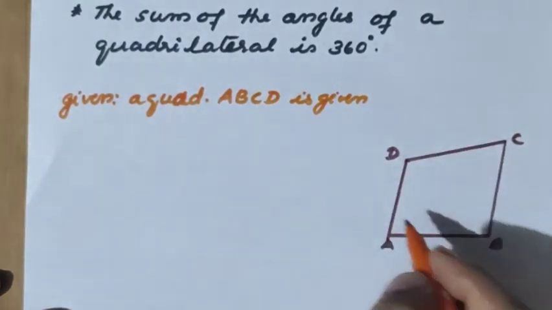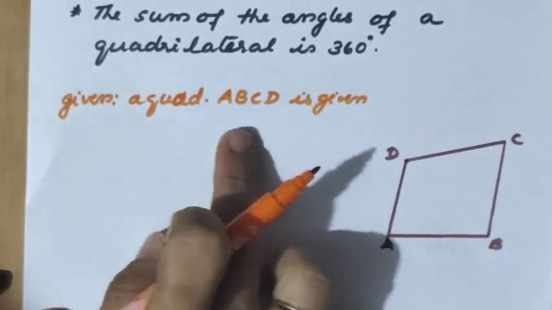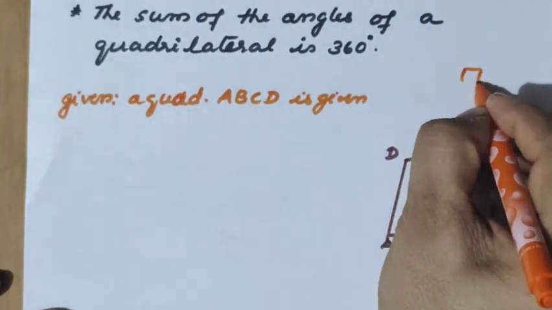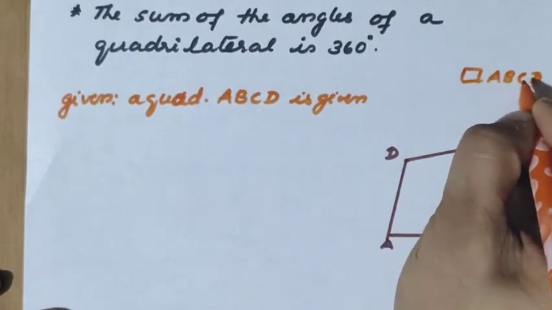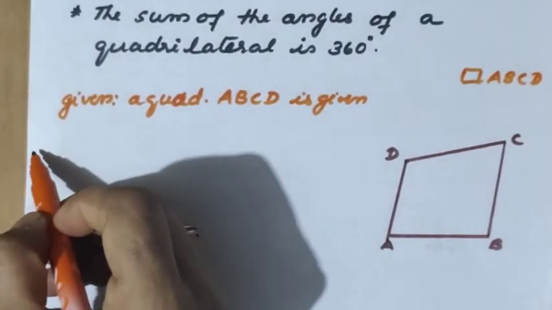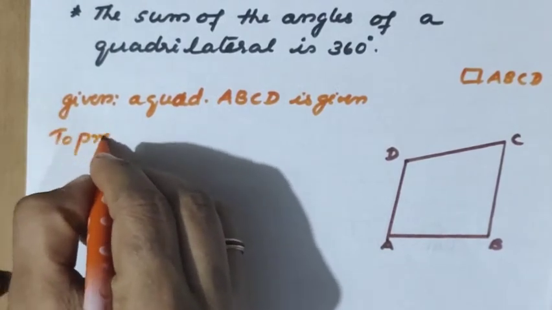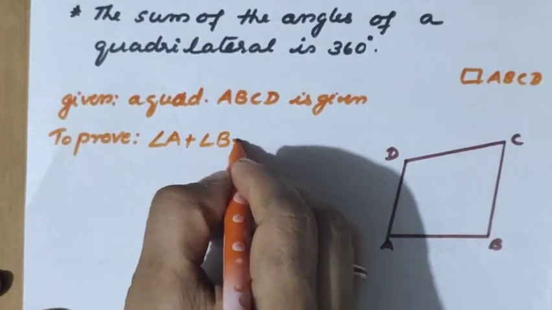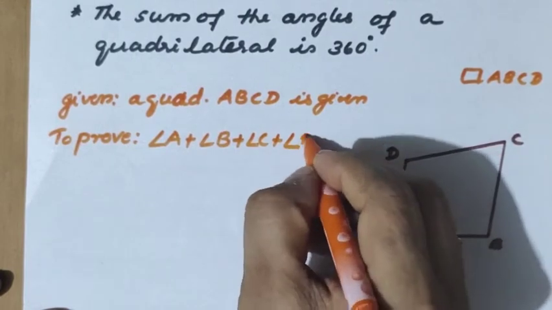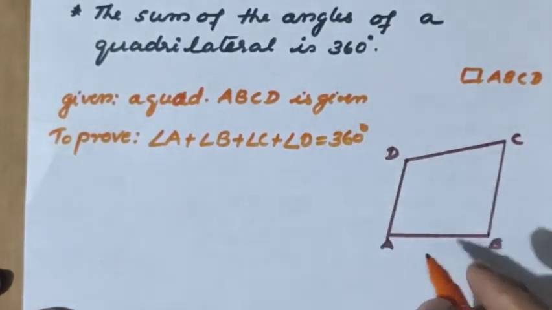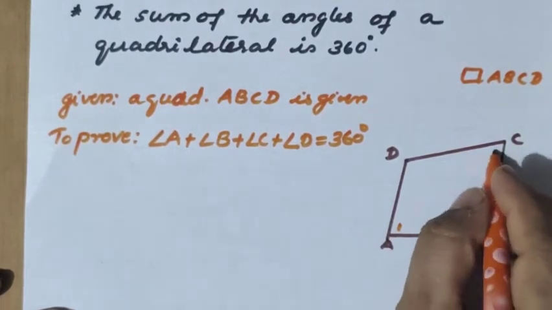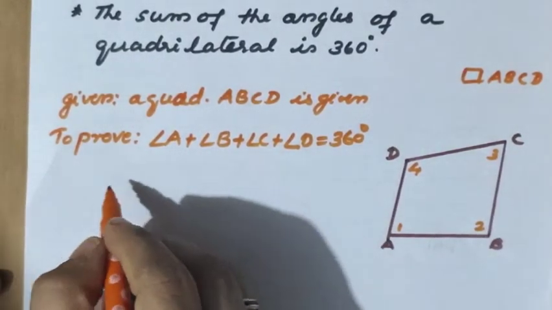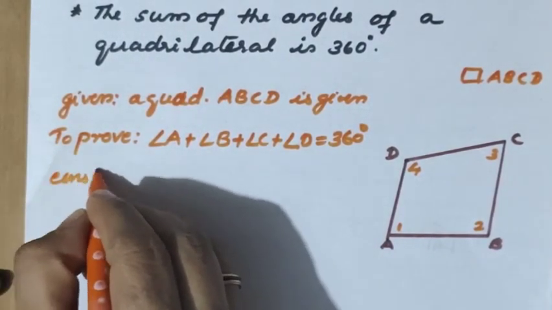Now when you are writing quadrilateral, there is no need of writing in full. We can write quad. ABCD, or we can use a small diagram like this and write ABCD also in short. So a quadrilateral ABCD is the given part. To prove: the sum of all the angles is equal to 360 degrees. So angle A plus angle B plus angle C plus angle D equals 360 degrees. If you want, you can mark them as 1, 2, 3, 4. That means 1 plus 2 plus 3 plus 4 equals 360 degrees. Now for this question, we need construction.